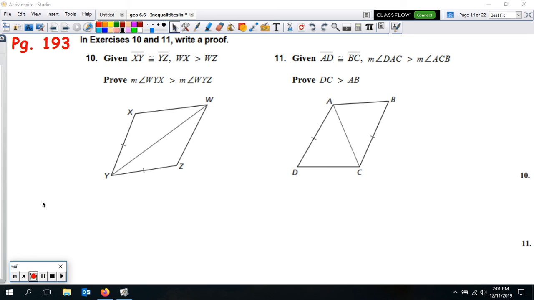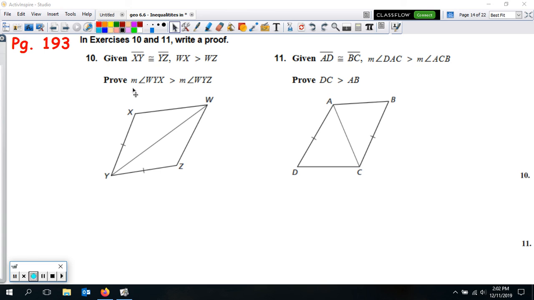Okay, so for number 10 and 11 on our extra practice, page 193, it says write a proof. And the proof, we could do a 2-column proof. I'm just going to have us write a little paragraph proof, though. That's the way that it's going to be in the answer, so we'll do it that way.